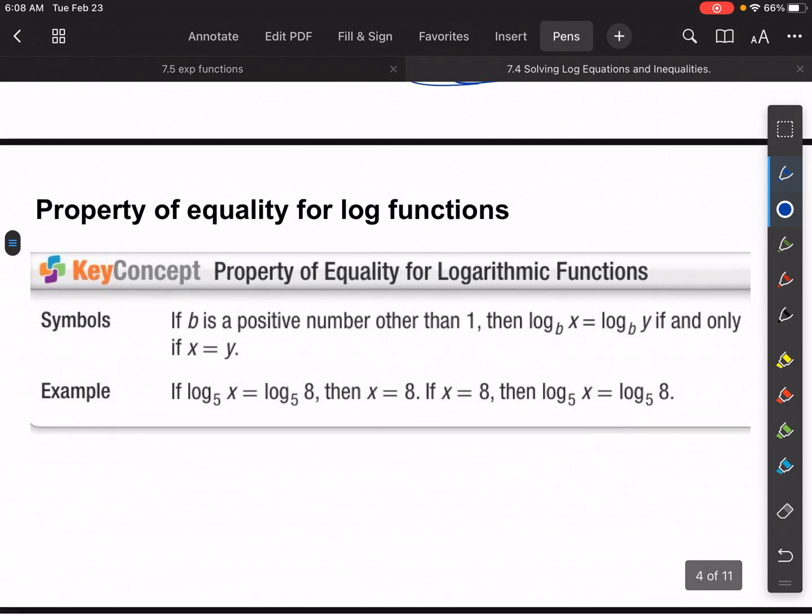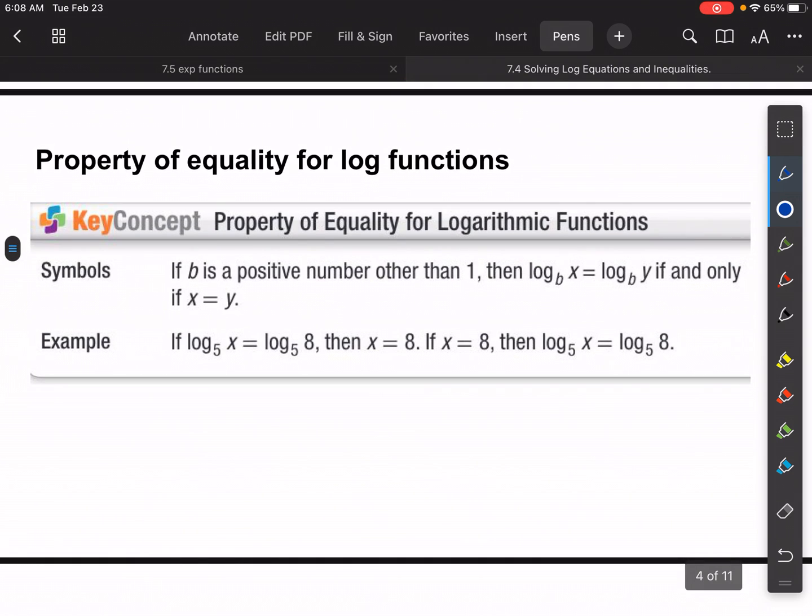So that's example 1. Then we get into this property of equality for log functions. So basically, if you have logarithms that have the same base, so that's key here, okay, same base, log base 5 in the example. What we can do here is drop those logarithms. So we can just say, okay, well, x must be equal to 8. Whatever's here has to equal this if the log bases are the same. So that's what this is saying for the property of equality. So you get that into your notes.